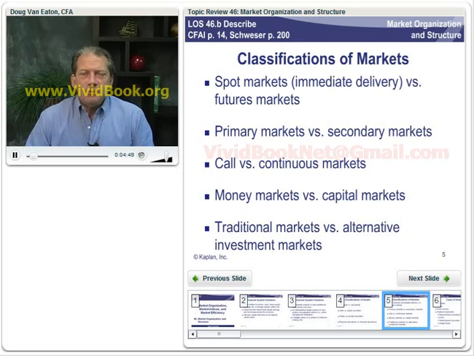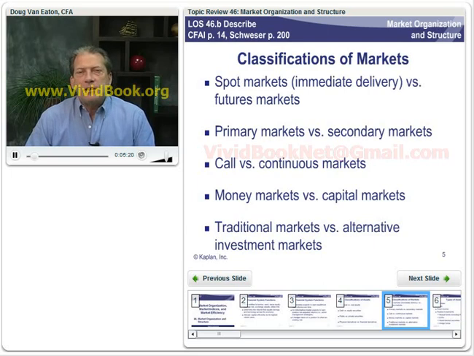Now, most markets we deal with are continuous markets, and that means that trades are made all during the period during which the markets are open. With call markets, buy and sell orders are accumulated for a period of time, and then a price is determined that approximates the equilibrium price, which balances out supply and demand, as evidenced by the accumulated orders, including any limit orders that are in.